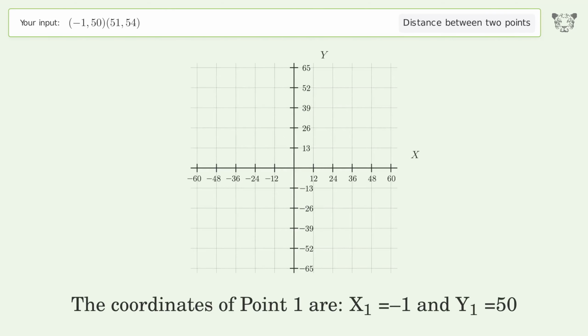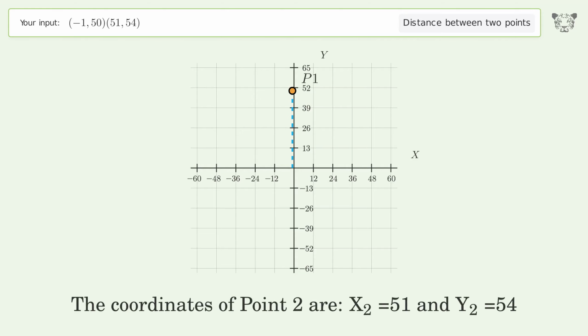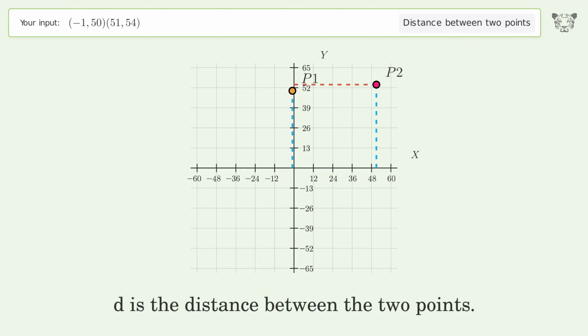The coordinates of point 1 are x1 equals -1 and y1 equals 50. The coordinates of point 2 are x2 equals 51 and y2 equals 54. D is the distance between the 2 points.